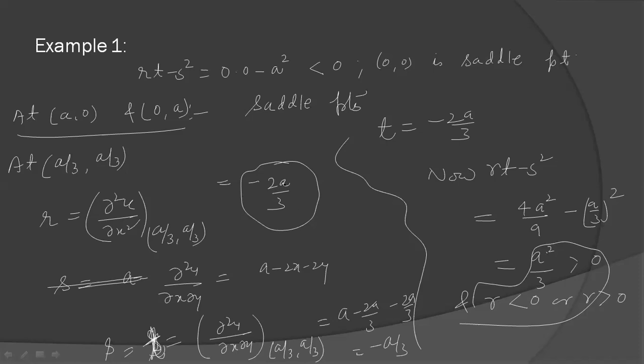So if a is positive, then you will get maxima at a by 3, a by 3. If a is negative, then r will be positive, and in that case you will get a minima at a by 3, a by 3. So according to the nature of a, you will get the maxima and minima in this question.